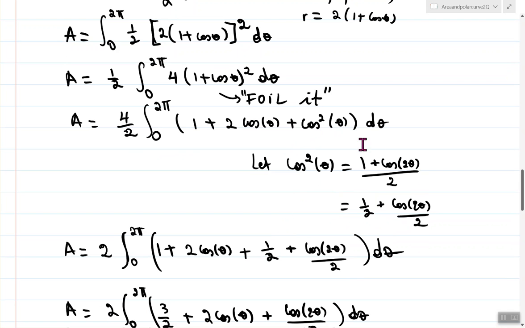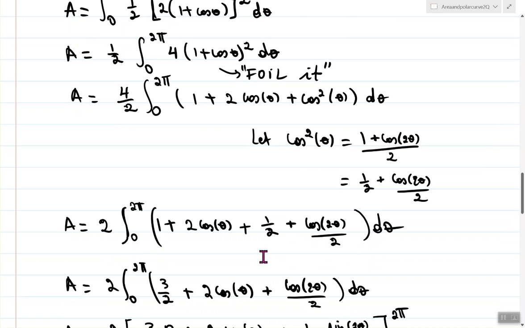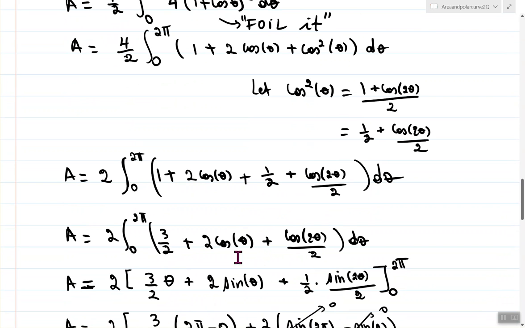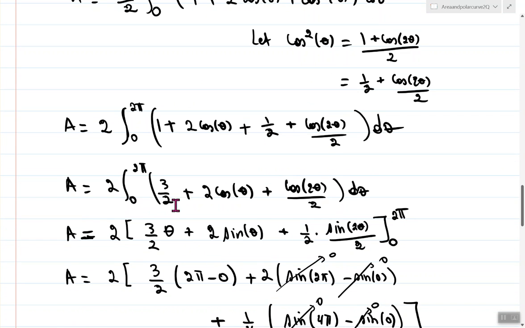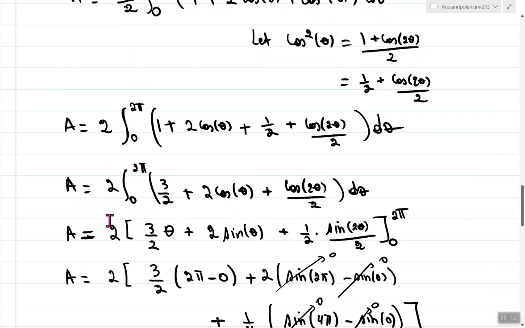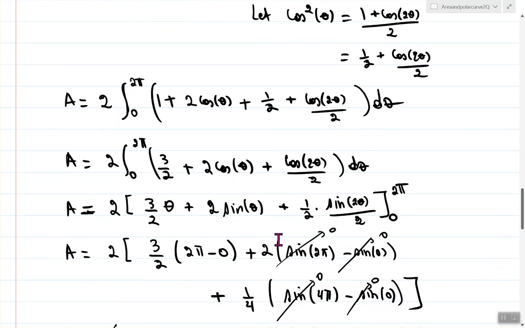So we do the substitution, we get this, and we add like terms: 1/2 plus 1 gives us 3/2. At this stage, we can integrate all the terms. When you integrate 3 over 2, you get 3 over 2 theta. When you integrate 2 cosine theta, you get 2 sine theta. When you integrate cosine 2 theta over 2, you get 1/2 times sine of 2 theta over 2. That 2, you bring it down, because this 2 came from 4 over 2. And then you evaluate at 0 and 2 pi.